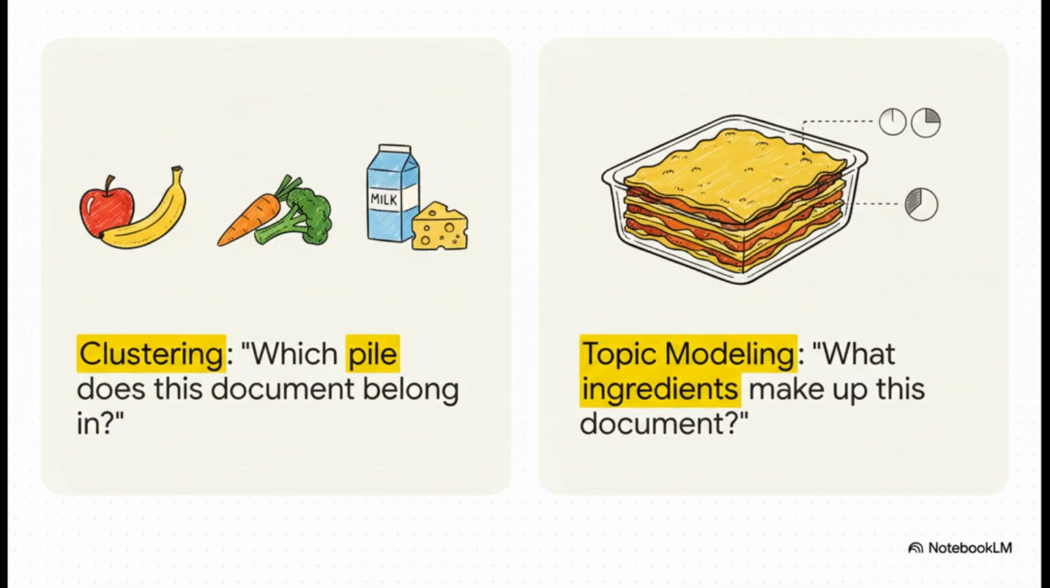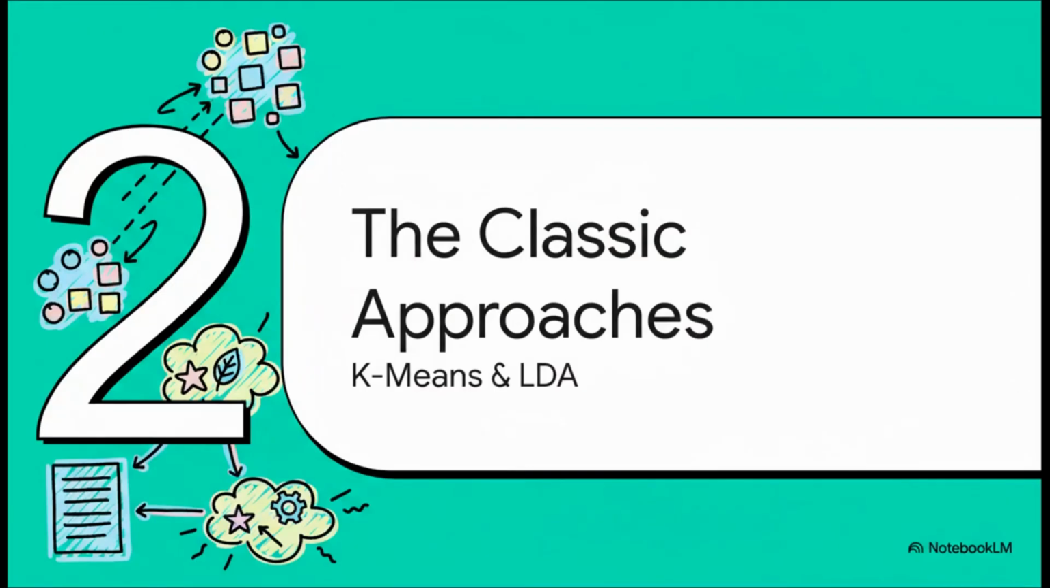Simple. But topic modeling, on the other side, that's more like looking at a finished dish, like a lasagna, and trying to figure out the recipe. You're asking, what are the ingredients in here? And you'd find it's maybe 50% pasta, 30% tomato sauce, 20% cheese. The dish is a mixture of ingredients. That's the key difference.